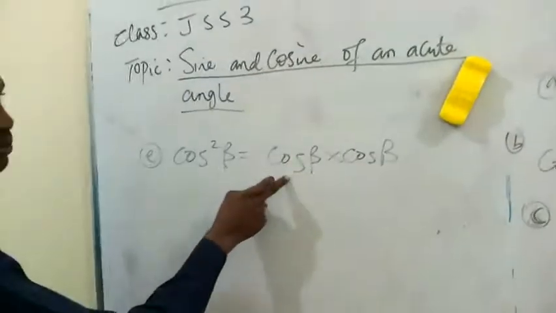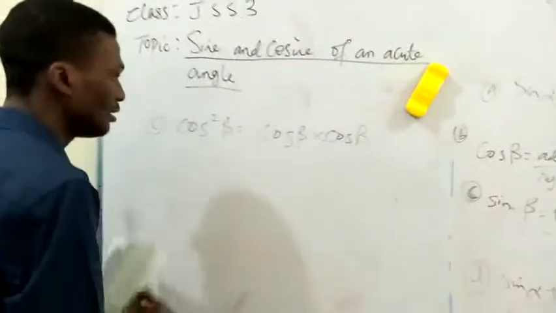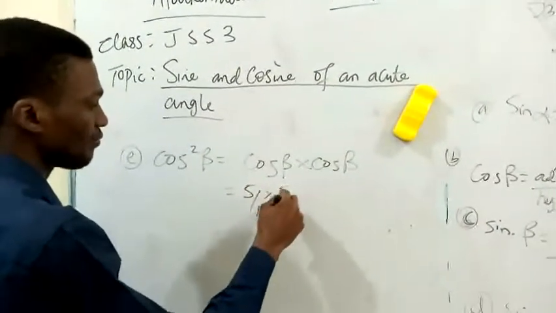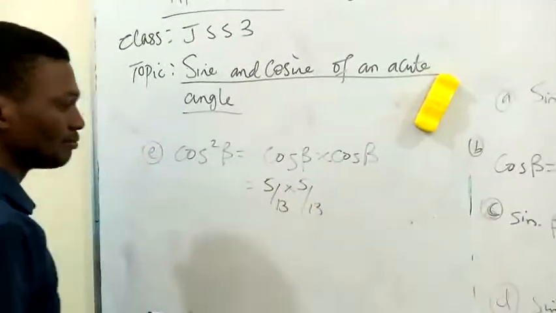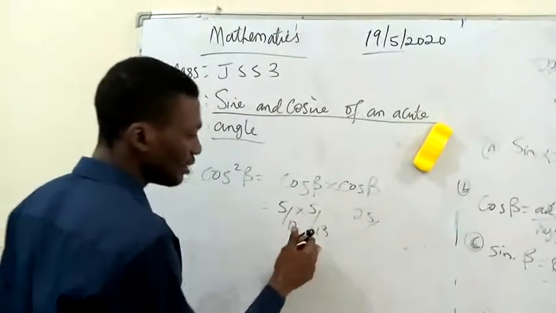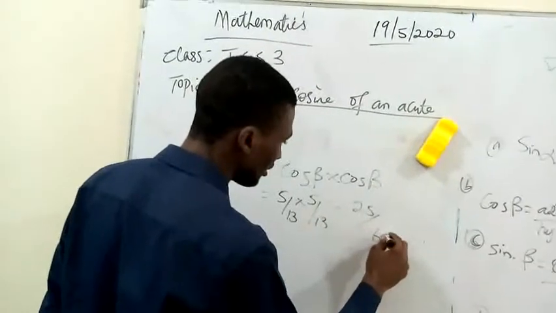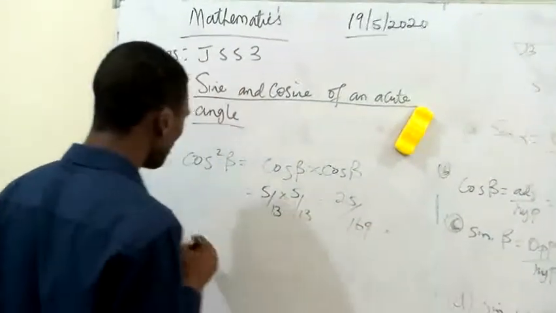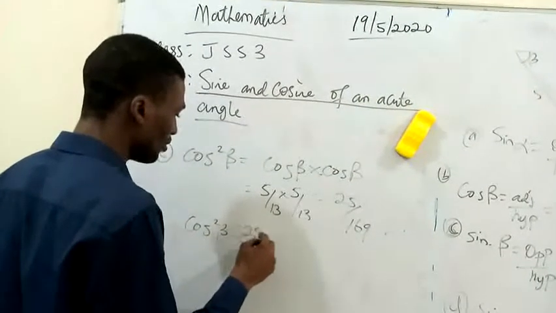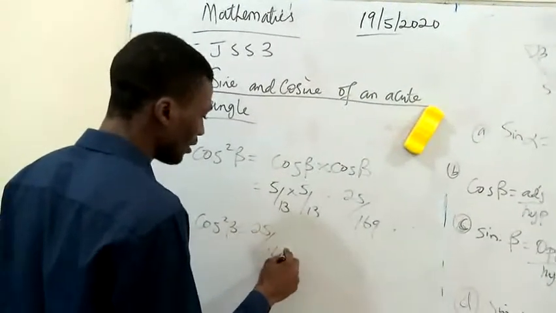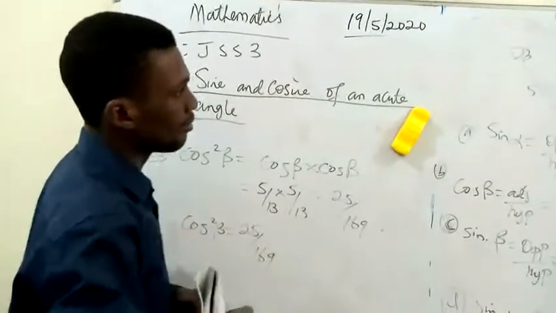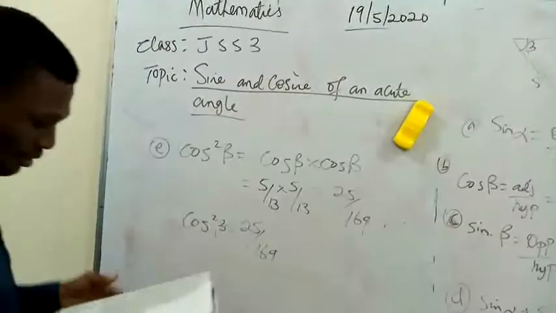So our cos beta is 5 over 13. We say 5 over 13 times 5 over 13. 5 times 5 gives us 25. 13 times 13 gives us 169. So our cos square beta is equal to 25 all over 169. That is that for cos square beta.